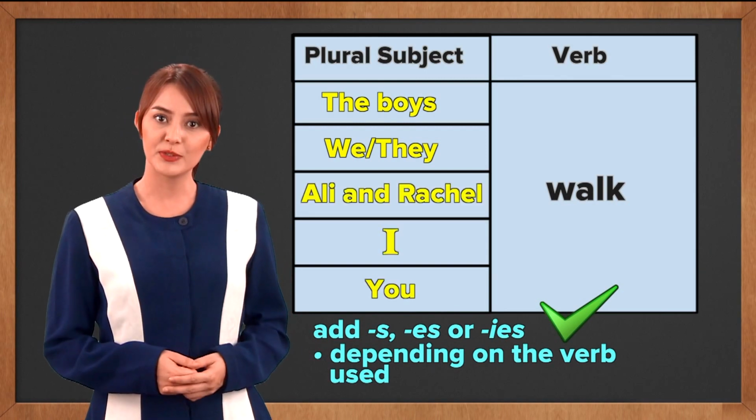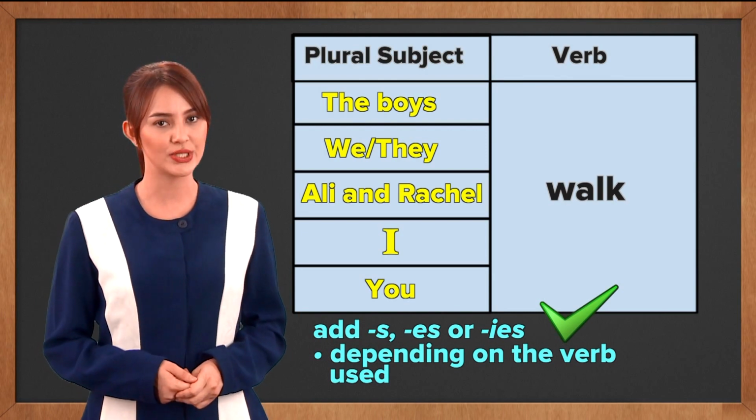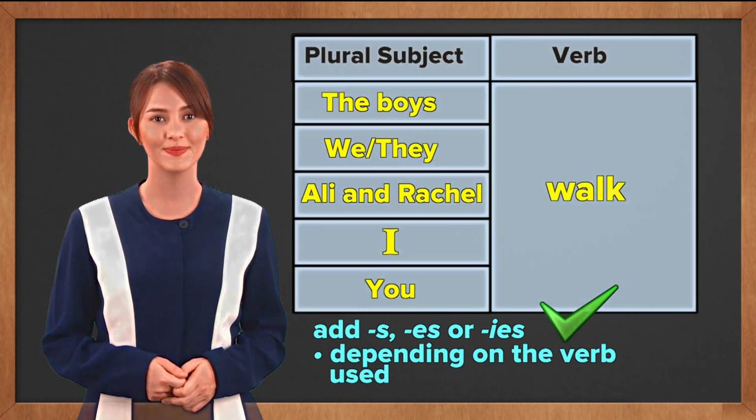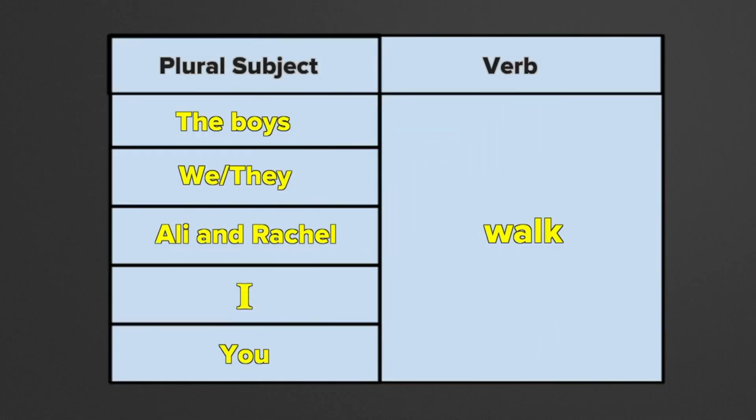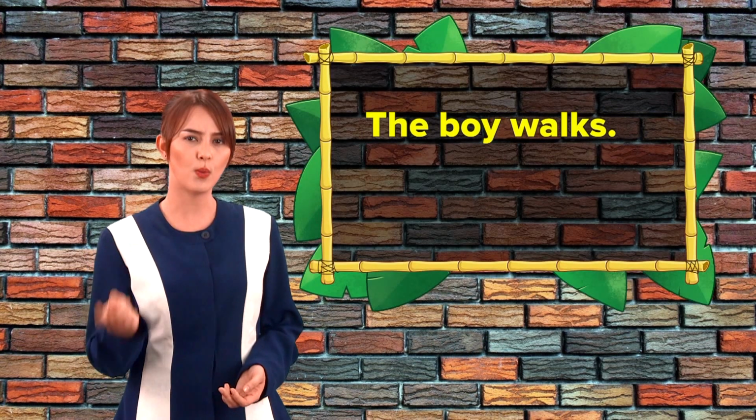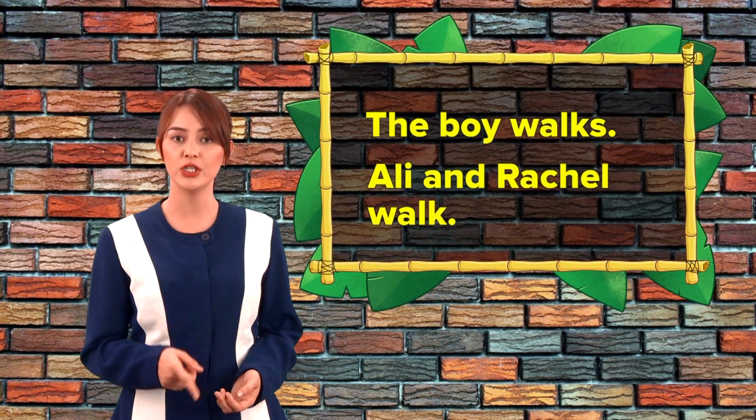Now we have to pick a verb to complete our sentence. Let's choose the verb walk. Now watch closely. If the subject is singular, we add an s to the end of our verb. However, if the subject is plural, we don't add s to the end of our verb. But we're not done yet. The boy walks. Ali and Rachel walk.